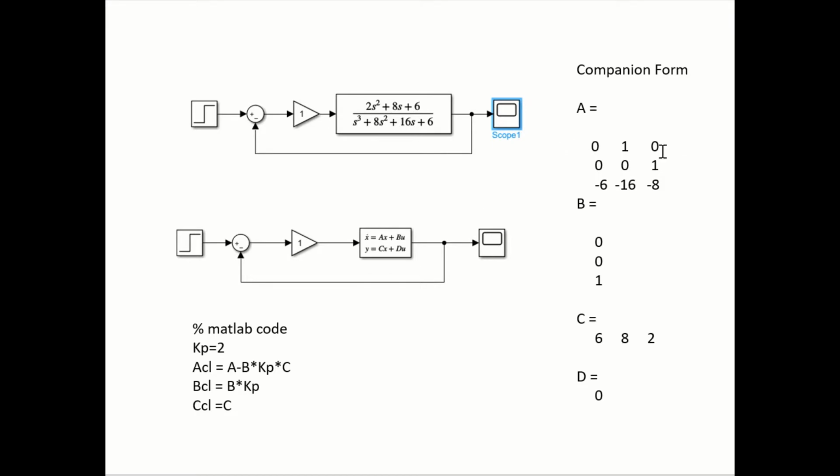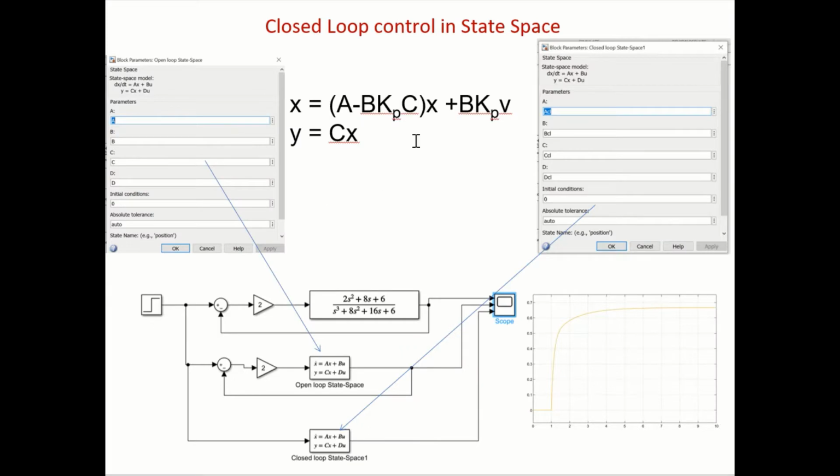So that's going to be 0, 1, 0, 0, 0, 1, then minus 6, minus 16 and minus 8 as the numbers along there. Then B will be 0, 0, 1, and C will be these numbers here in reverse order, 6, 8, 2, D will be 0. And we're going to form A minus B Kp C, B Kp and C.